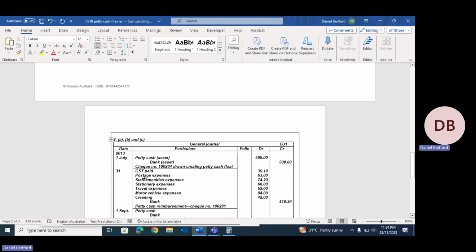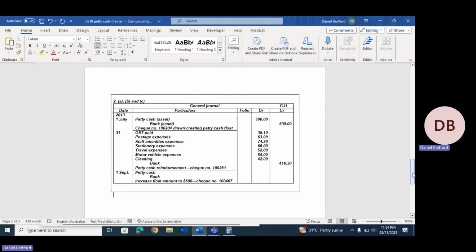Now we're not done yet. Got one more bit. And don't worry, this one's easy. So when you want to increase the amount of petty cash you have in your tin, it's the same entry as this. But instead of putting $600 in, we don't need to put $600 in. We've already got $500 in the tin. We just need to increase it up to 600. So we just need to add the difference. I'll put the difference in, which is $100. And there you have it.